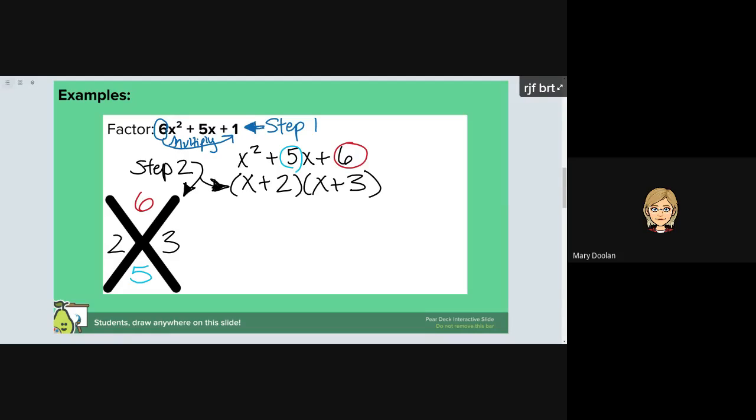Now that we've done that and we've broken it apart into 2 factors, we're going to do step 3, which is to take the same number that we multiplied by and divide it back out. So we multiplied by 6, so I want to go ahead and divide out 6 from both constants on both binomials. Step 3.